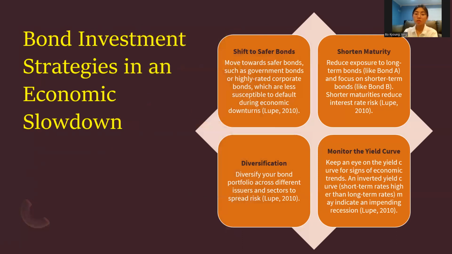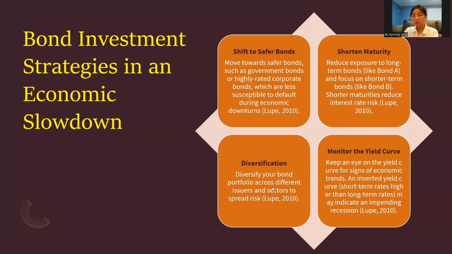Bond investment strategies in an economic slowdown. First, shift to safer bonds. Move towards safer bonds such as government bonds or highly rated corporate bonds, which are less susceptible to default during economic downturns. Second is shorter maturity. Reduce exposure to long-term bonds like bond A and focus on shorter-term bonds like bond B. Shorter maturities reduce interest rate risk.